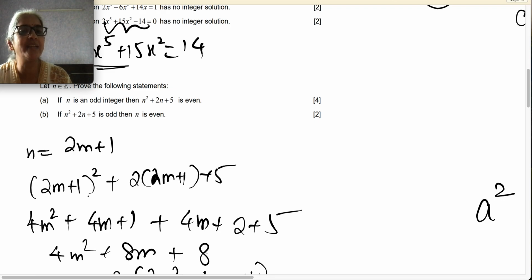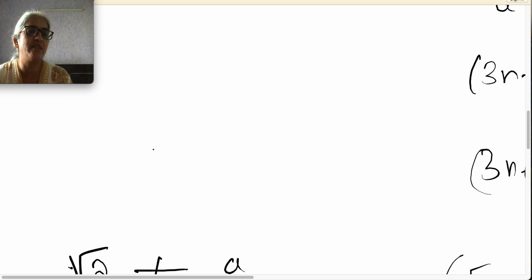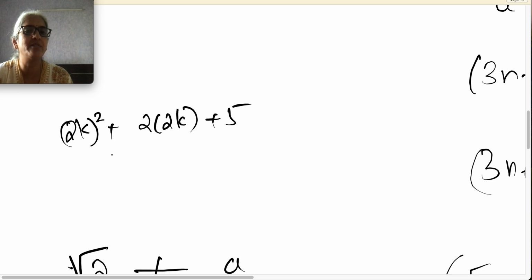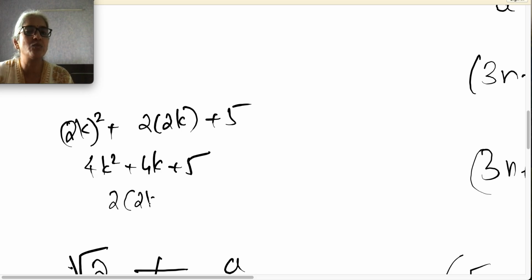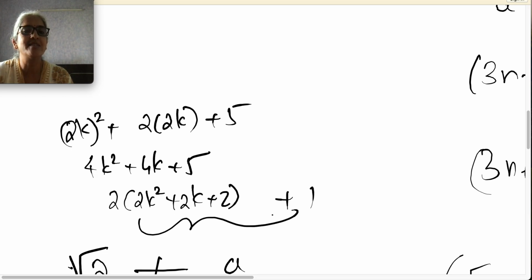Or let me start the other way around, that I'll take n as an even number and substitute in that and give you the result. So if n is an even number, then it can be expressed as 2k. So 2k square plus 2 times 2k plus 5. So 4k square plus 4k plus 5. So I can rewrite this as 2 times 2k square plus 2k plus 2 plus 1. So this is the format of an odd number. So by starting with an even number, I reached a result which is an odd number.